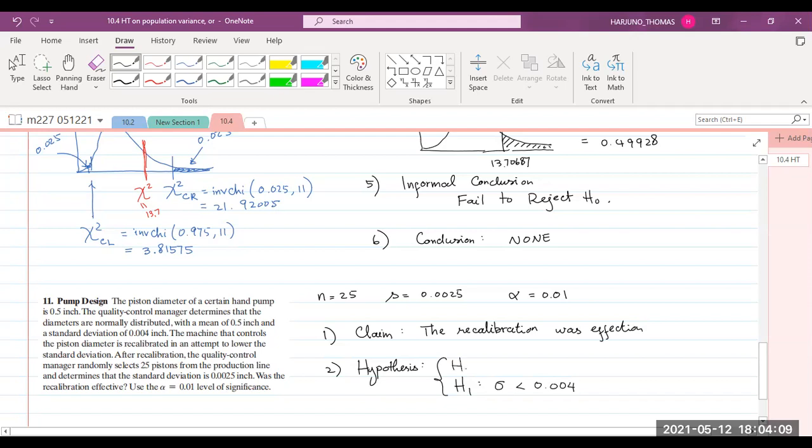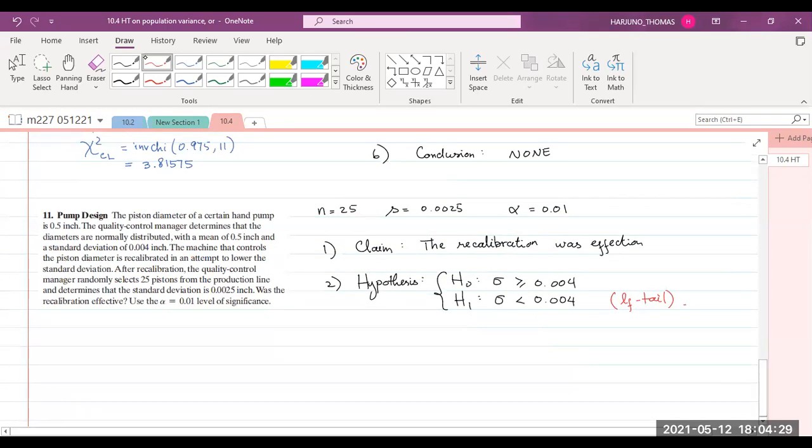Otherwise it's not. Now from here we see this is a left tail. Now step 3, let me do it here. Step 3, test statistic.